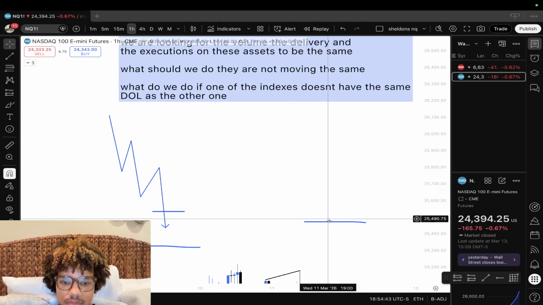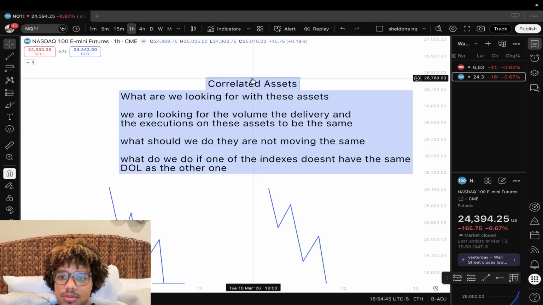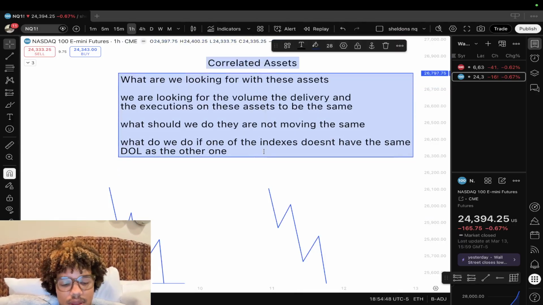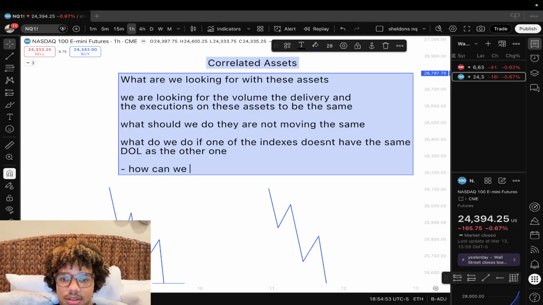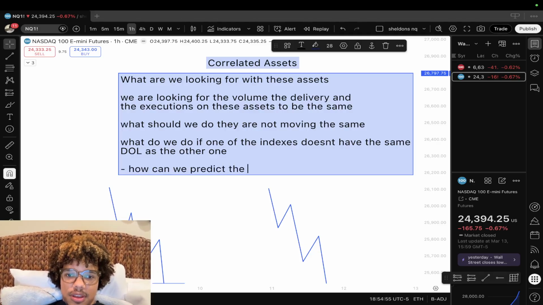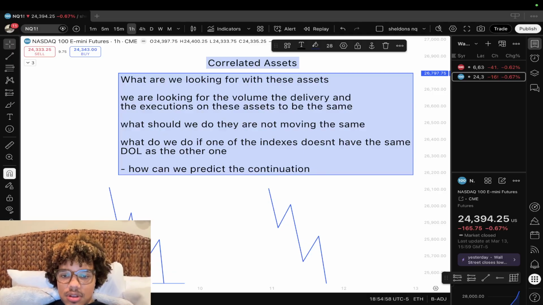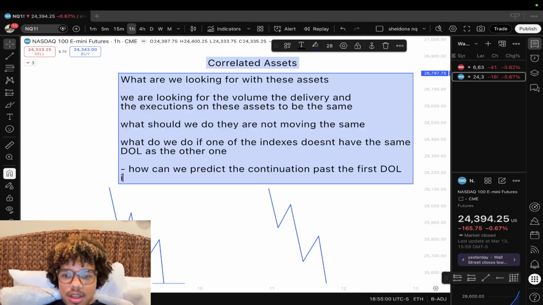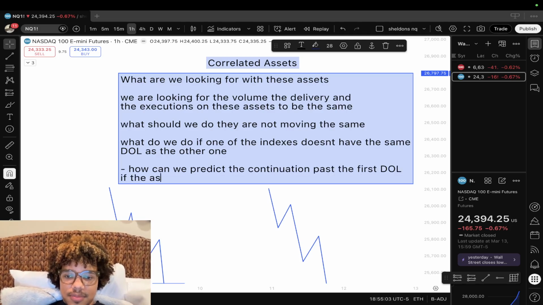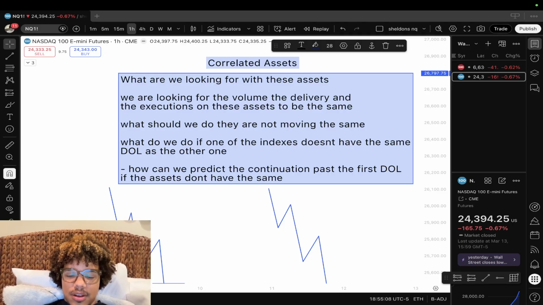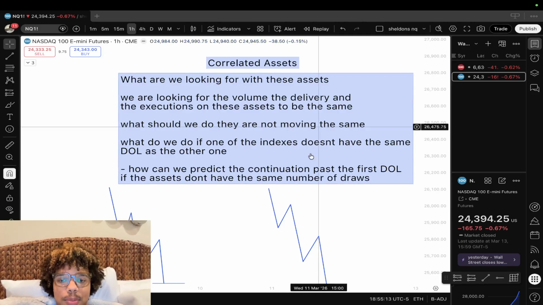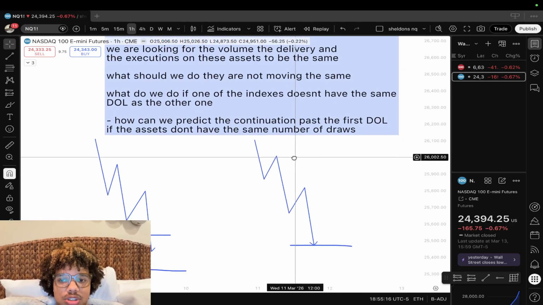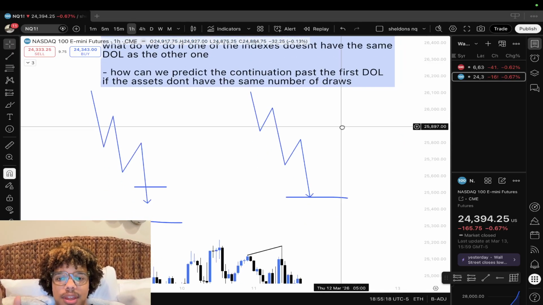So, actually, let me keep this up. Actually, we're going to go like this. How can we predict the continuation past the first draw in liquidity if the assets do not have the same number of draws, right?